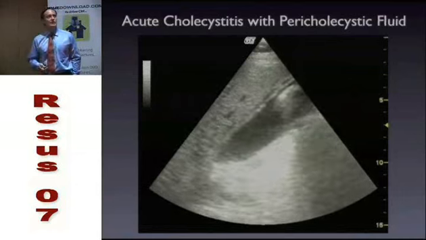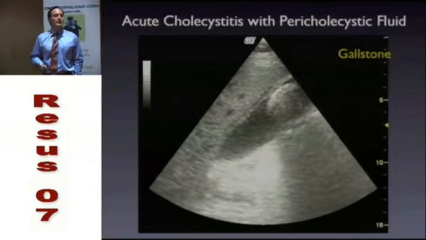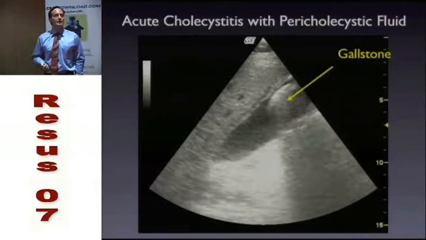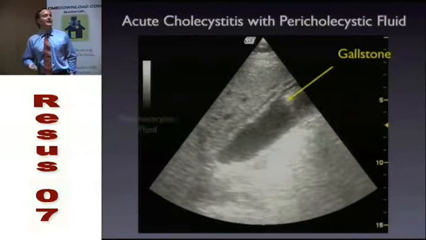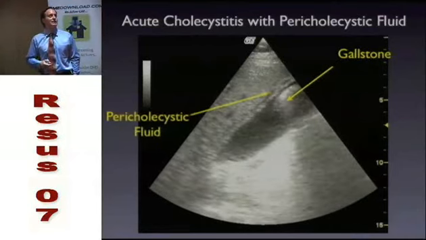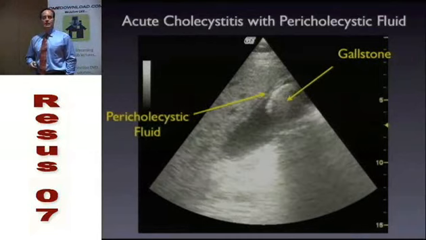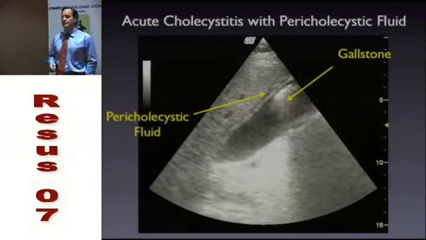And here's one just showing acute cholecystitis. This is the pericholecystic fluid again, and the gallstone. And here we have the fluid. You can see right here. And so this patient actually had acute cholecystitis.